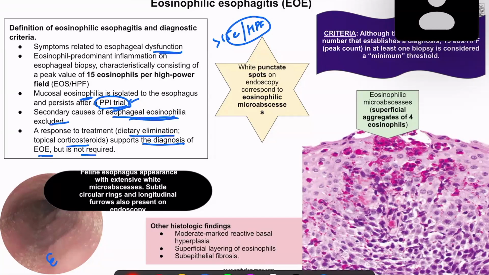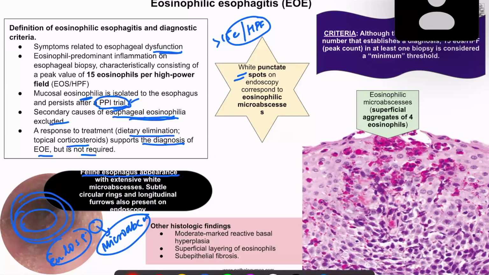So this is an endoscopic finding of eosinophilic esophagitis. You can see there is something called the feline esophageal appearance. Feline esophageal appearance is nothing but longitudinal ring-like structures. These ring-like structures are not very common in the human esophagus. And you can see these white structures. These white structures are eosinophilic microabscesses. These are also a clue in endoscopy. So these white punctate spots in endoscopy correspond to eosinophilic microabscesses.